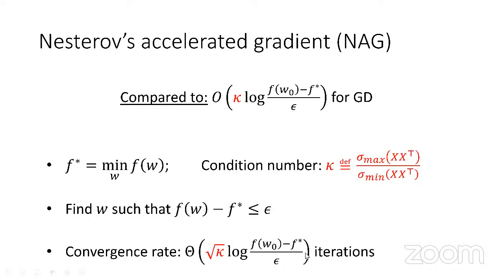But no extra assumptions compared to gradient descent convergence rates. What do you mean by no extra guarantee? So gradient descent can only get kappa, whereas here we are getting square root kappa. Yeah, but there also you need these assumptions like convexity.